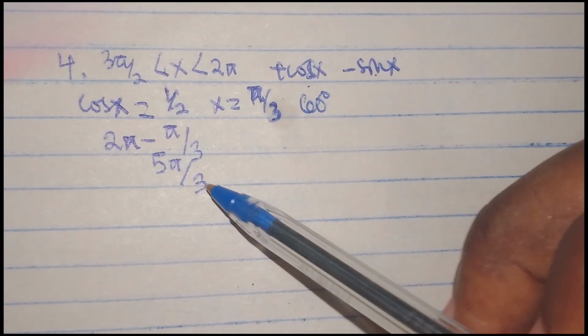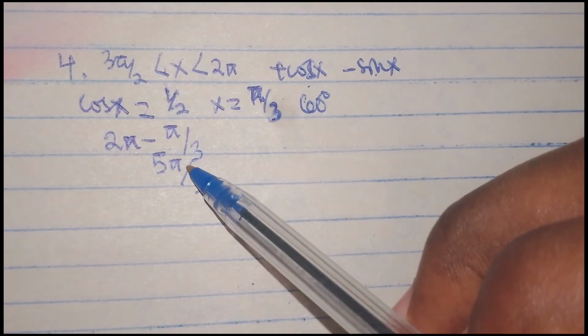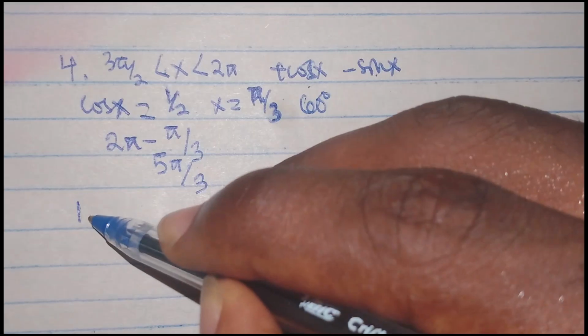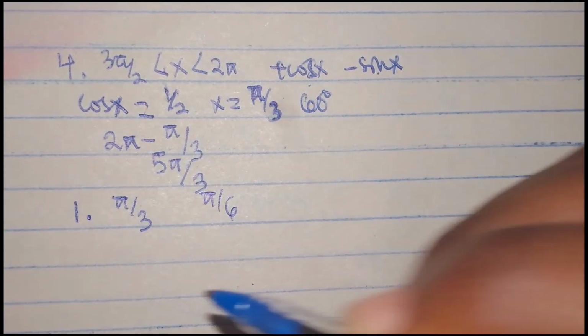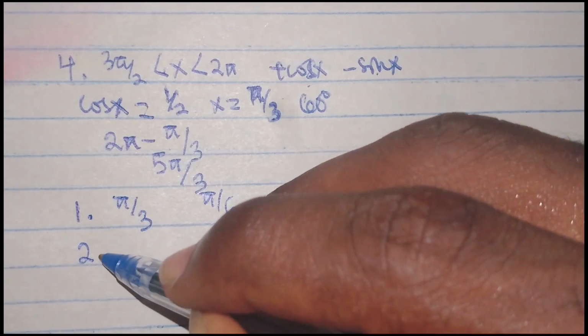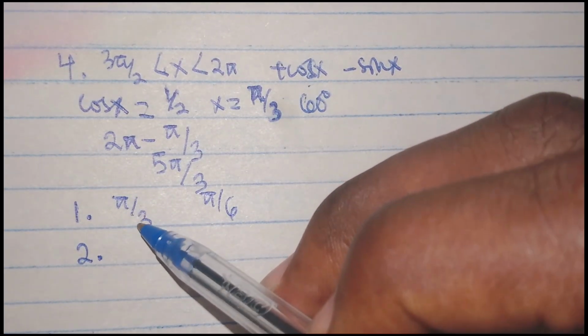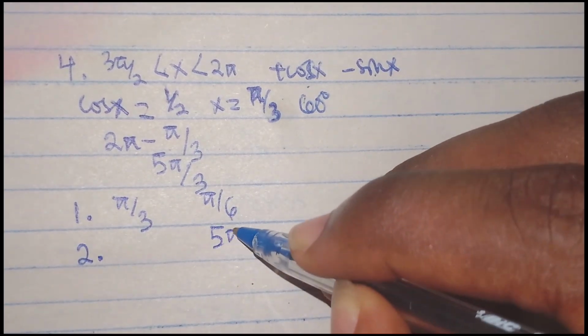So now you can see that using the four quadrants, we obtain two answers for both the sine and the cos. So let's see them. In the first quadrant, we obtained pi on 3 for the cos, pi on 6 for the sine. Now in the second quadrant, we didn't get a value for the cos because the cos is negative there. But for the sine, we had a value, that was 5 pi on 6.